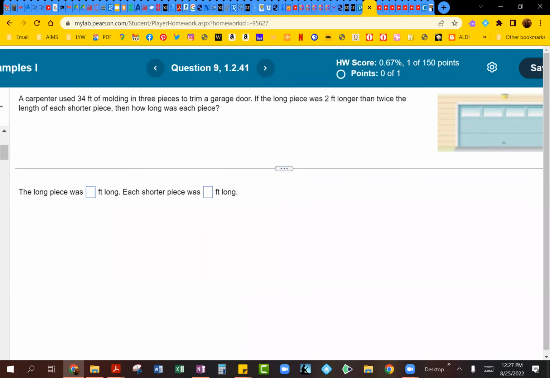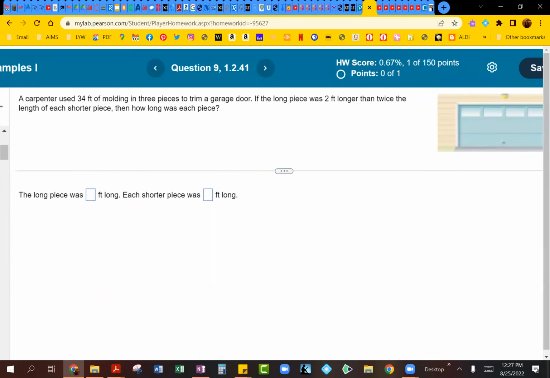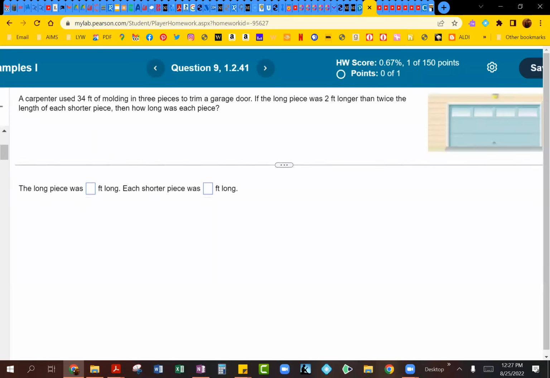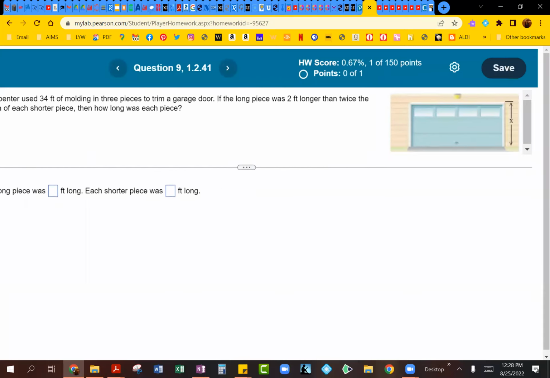So this is talking about a carpenter used 34 feet of molding in 3 pieces to trim a garage door. If the long piece was 2 feet longer than twice the length of each shoulder piece, how long was each piece? And I know that garage door is kind of hidden a little bit over there. They're talking about trimming it in 3 pieces. Obviously, those top and then the 2 side edges are what we're talking about. They're calling that shoulder distance X, so you can definitely stay with that.